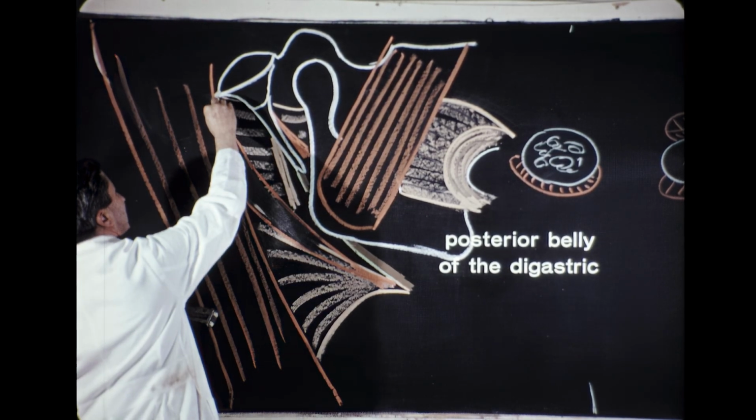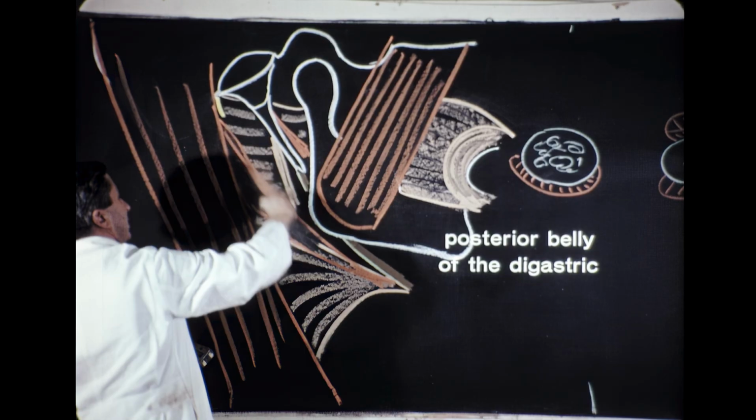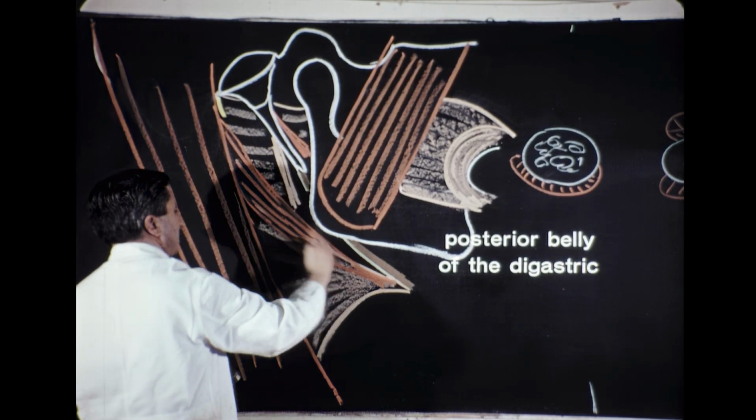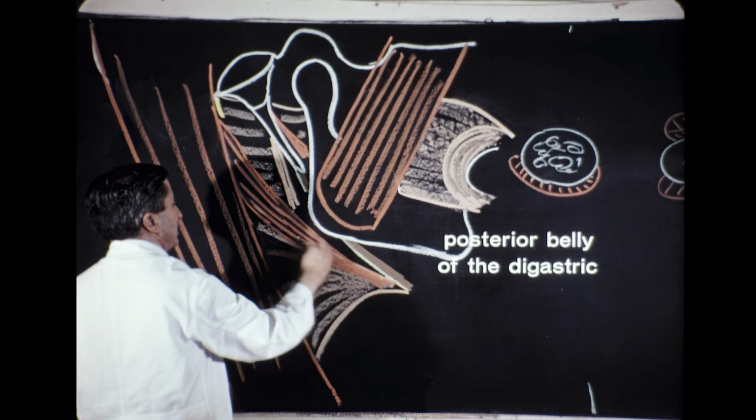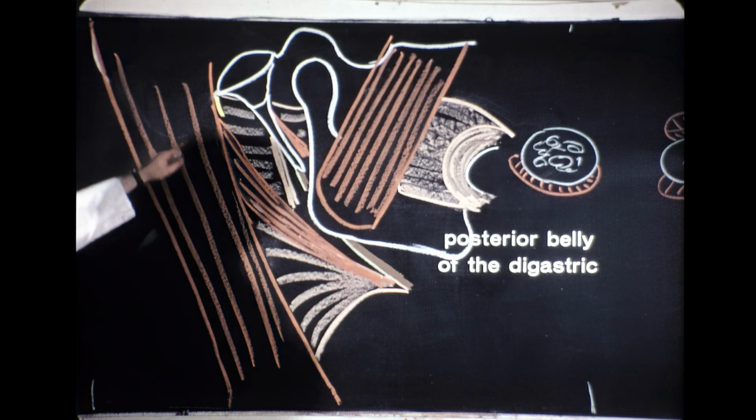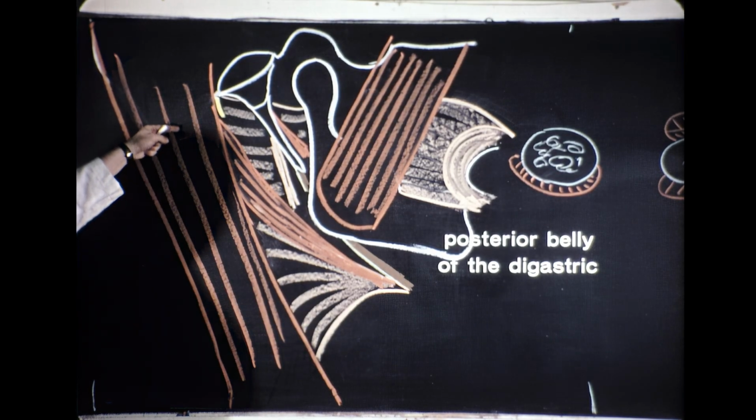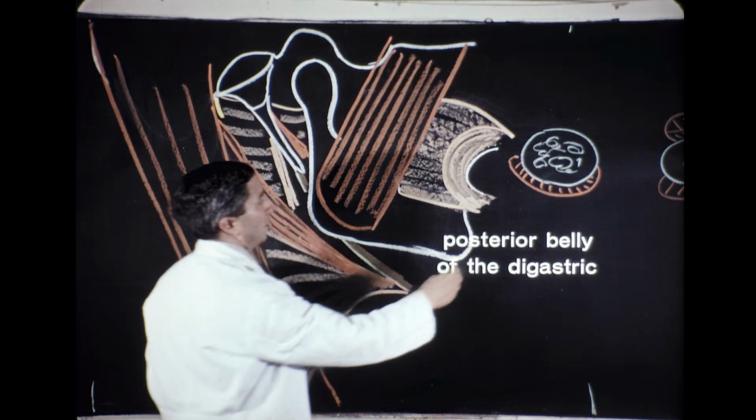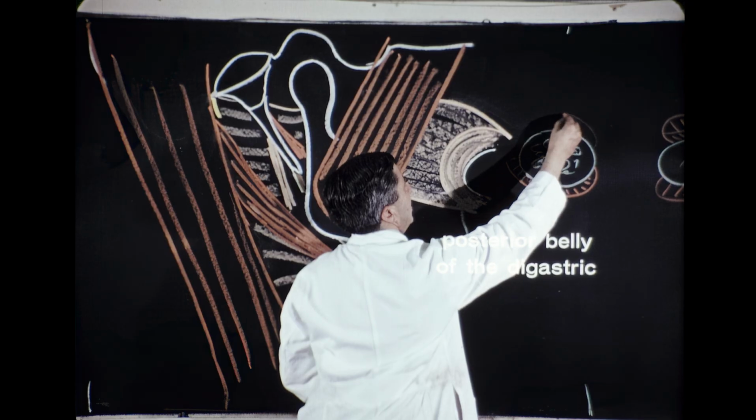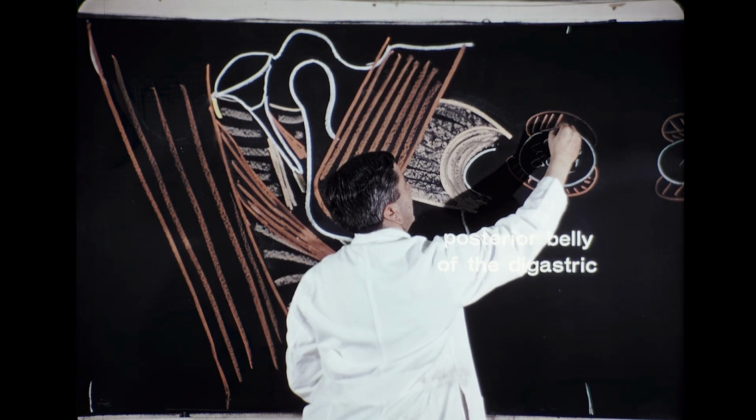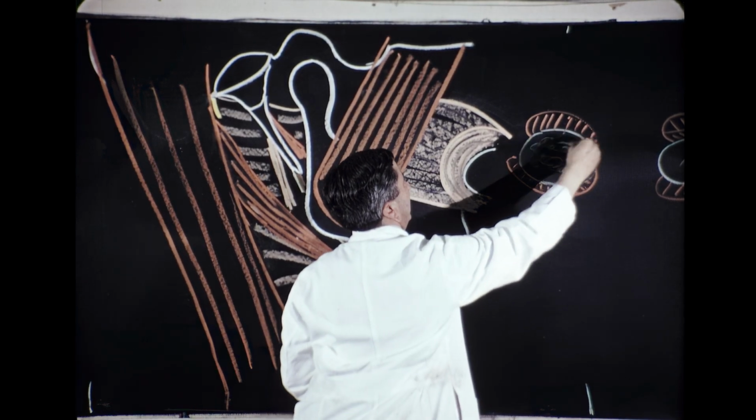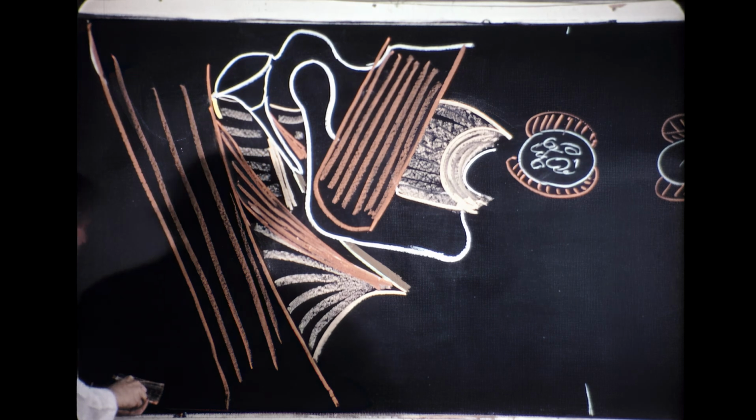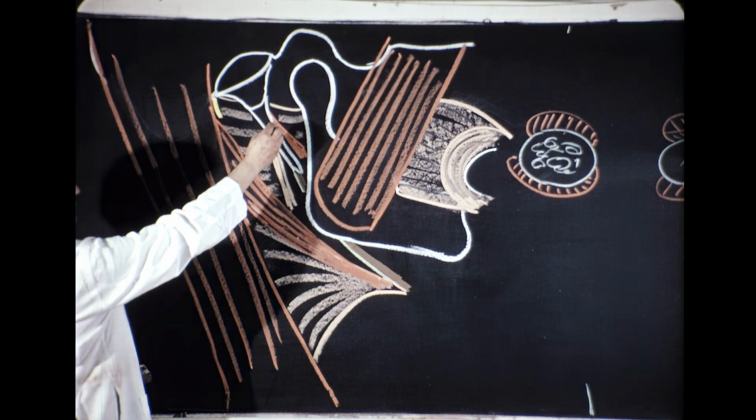Here's the anterior border of the sternocleidomastoid, and here is the posterior belly of the digastric going down to its intermediate tendon. Now that's attached to the medial surface of the mastoid process. So we can put it over here to the medial surface of the mastoid process, the posterior belly of the digastric. Well, now we're in a position to put in the styloid process.